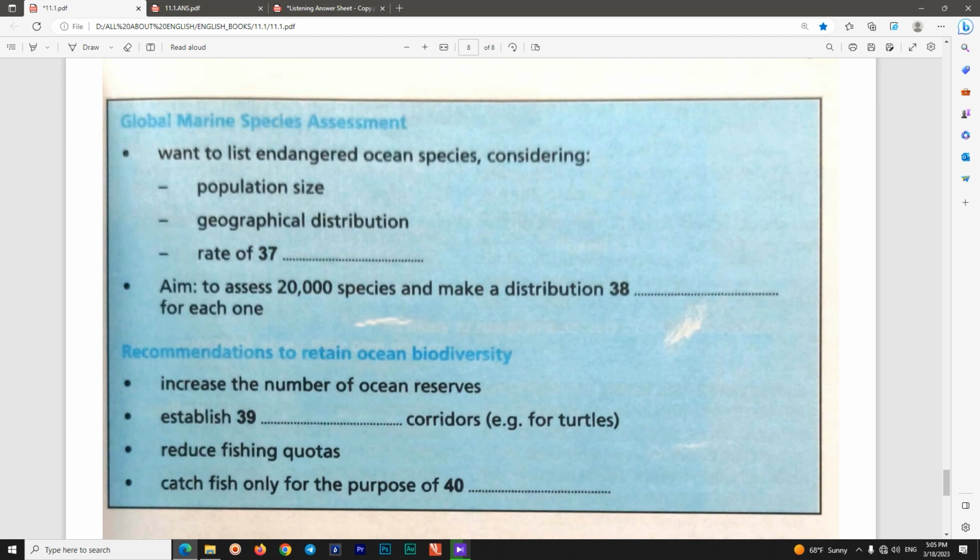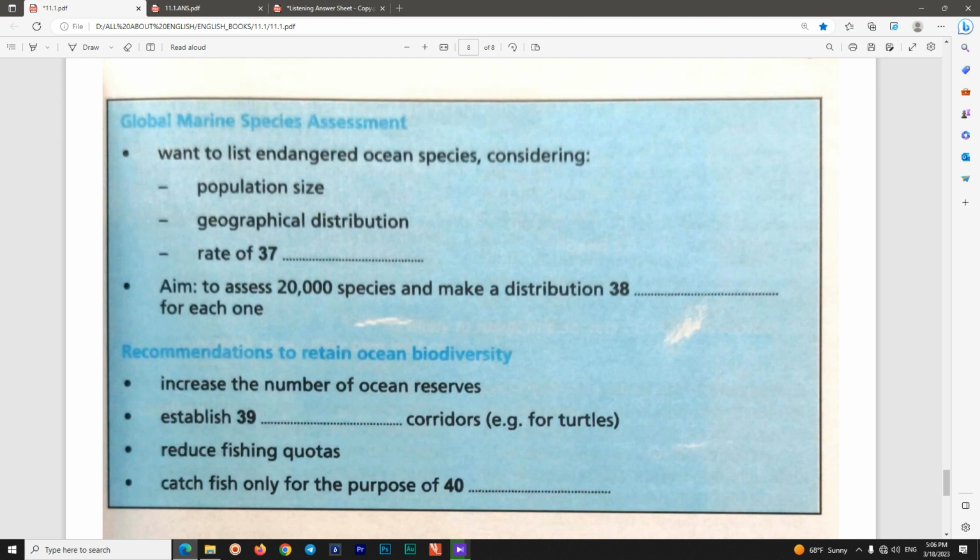So a body called the Global Marine Species Assessment is now creating a list of endangered species on land, so they consider things like the size of the population, how many members of one species there are in a particular place, and then they look at their distribution in geographical terms. Although this is quite difficult when you're looking at fish because they're so mobile. And then thirdly, they calculate the rate at which the decline of the species is happening. So far, only 1,500 species have been assessed, but they want to increase this figure to 20,000.